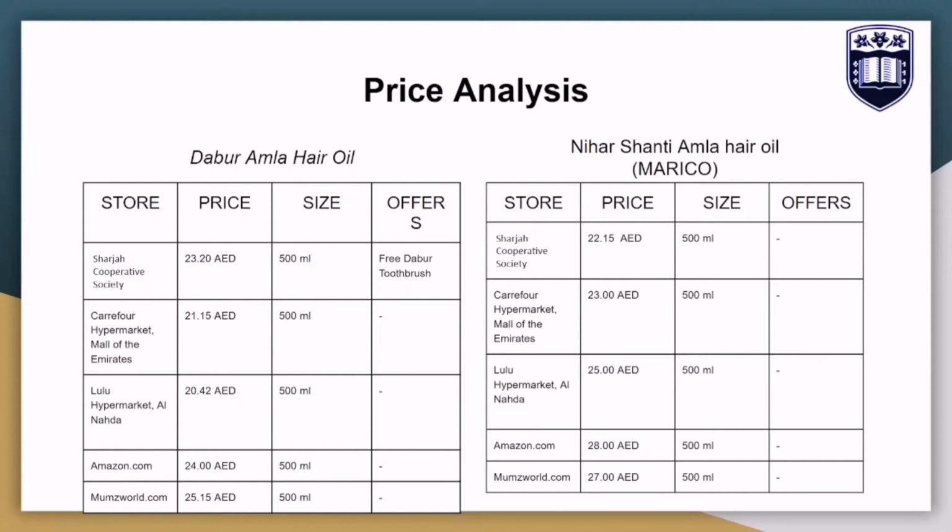For Nihar Shanti Amla hair oil, we can see that the prices vary in different stores. However, even though there is not much difference in the pricing, we can see that Sharjah Cooperative Society sells the hair oil at the lowest price of 22.15 AED, and Amazon.com sells it at a higher price of 28 AED as compared to the others. We can clearly see that DABUR Amla hair oil is more affordable and is cheaper for buyers than its competitor Nihar Shanti Amla hair oil.